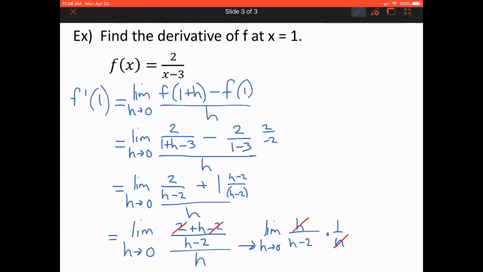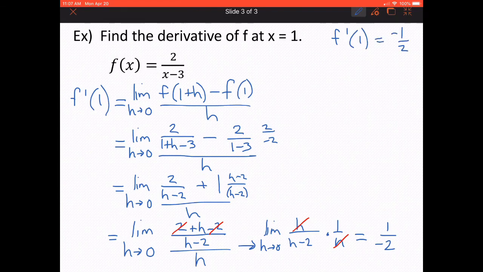So we're ready to plug in. That's really 1 over h minus 2. We're ready to plug in 0. So we get the limit as h approaches 0 of 1 over h minus 2 is 1 over negative 2, or negative 1/2. So we just found that the derivative at 1 is negative 1/2.